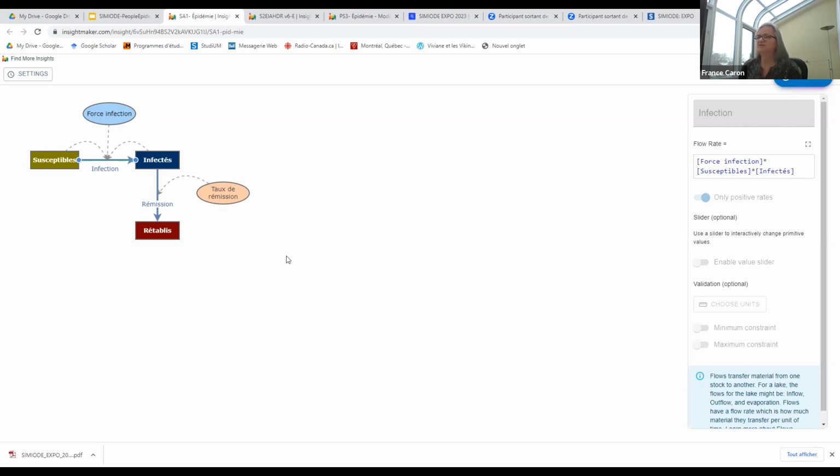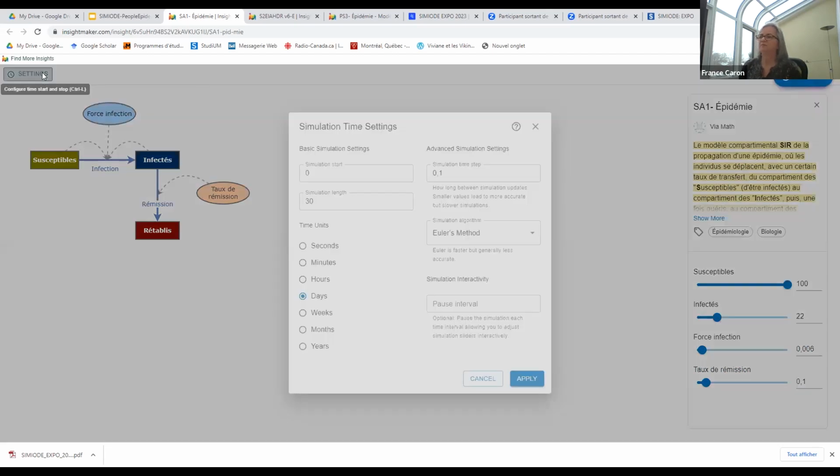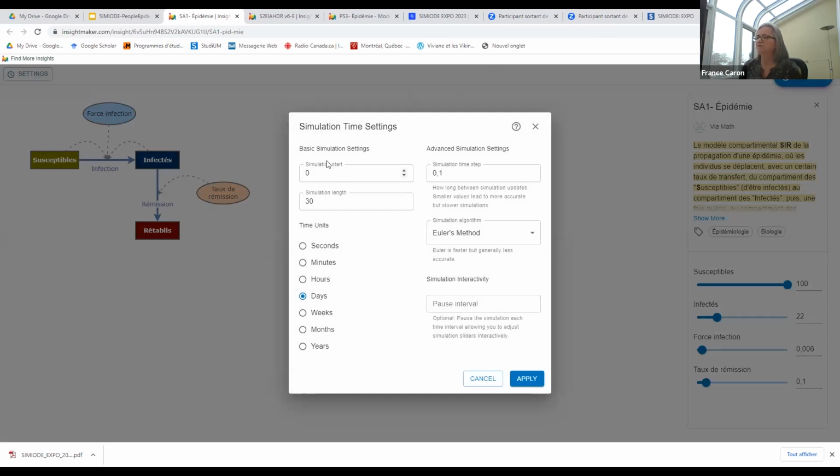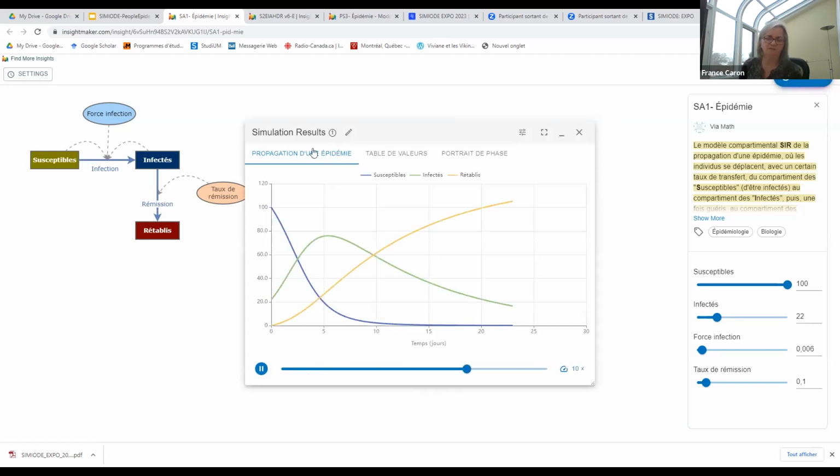Before you do a simulation of that model, you have to make sure that the settings correspond to what you want. So here we have a simulation of 30 days, and we're going to use a time step of 0.01 and Euler's method. You could also get into finer schemes with the fourth order Runge-Kutta method. And so we can now start to simulate this, and we'll get the classical curve that we all have learned to know and love. We can also ask the system to provide a table of values.